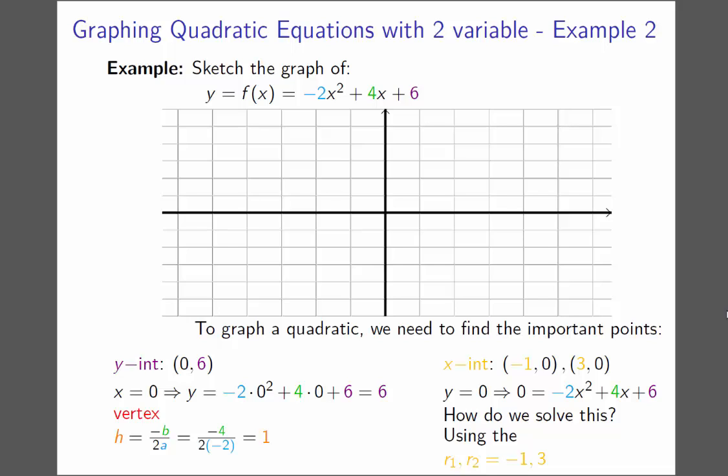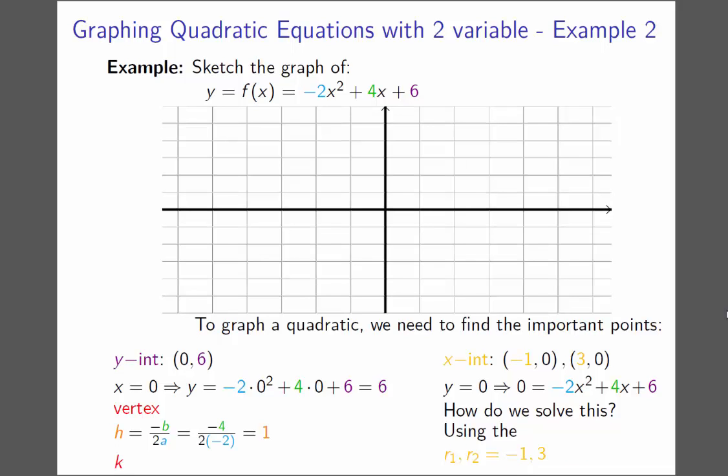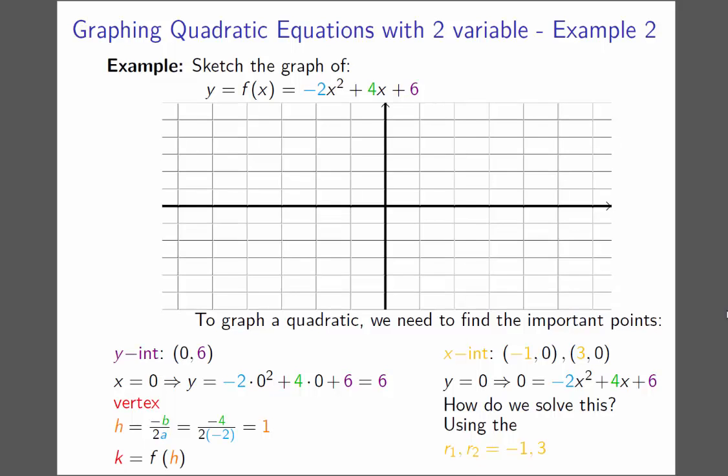But what about the y value of the vertex, k? Here, since we know the x value of the vertex is h, we can find the y value of the vertex by evaluating our function at h. In this case, evaluating our function at 1. Doing this, we get negative 2 times 1 squared plus 4 times 1 plus 6, which is 8. So we find that the vertex is the point (1, 8).